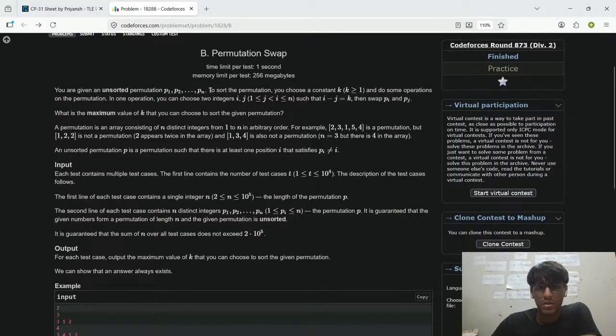To sort the permutation, you choose a constant k and do some operations on the permutation. In one operation, you choose two integers i and j such that j is less than i, such that i minus j is equal to k. Since k is at least 1, i minus j, i will always be greater than j.